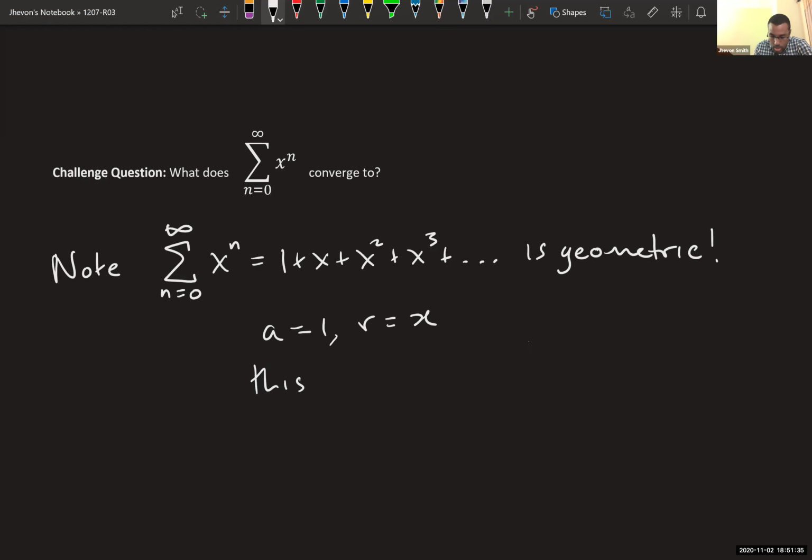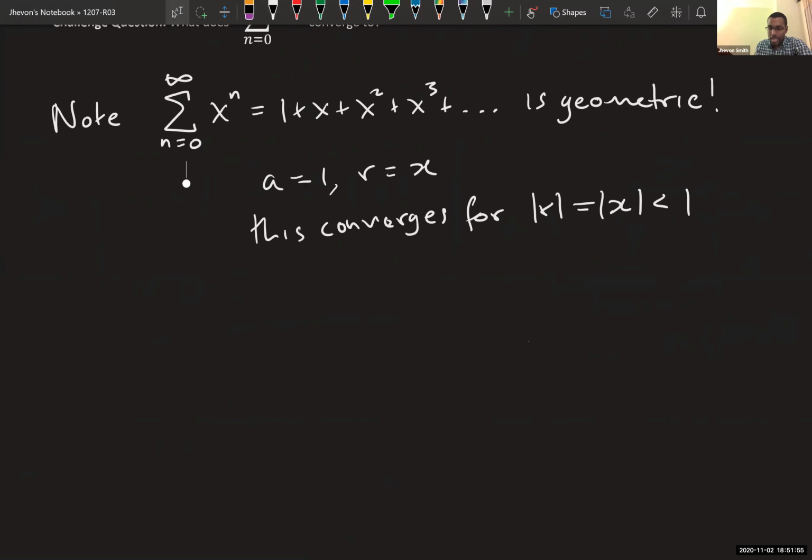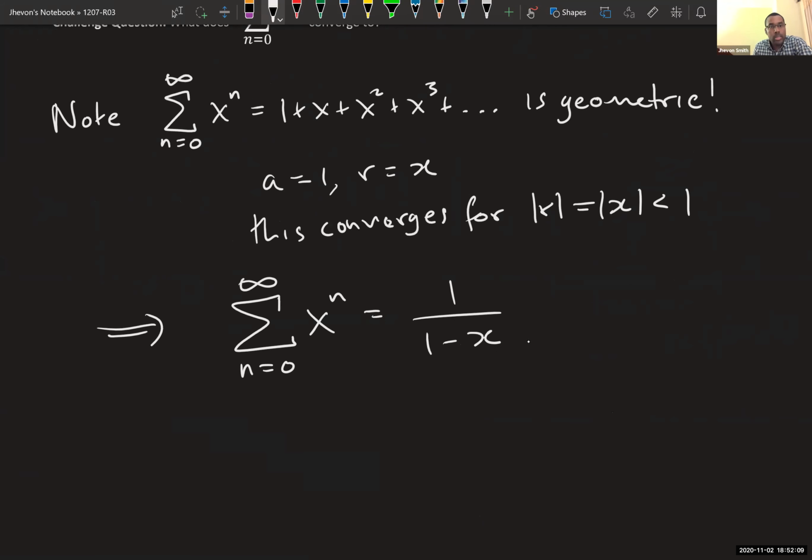So this converges for r, which is equal to x, is less than 1 in absolute value, which makes sense. We've already verified that earlier. So it's nice that that actually coincides. We're kind of tying things together, which is pretty awesome. And so we know what this converges to. It converges to 1 over 1 minus x, right? That's your a over 1 minus r.